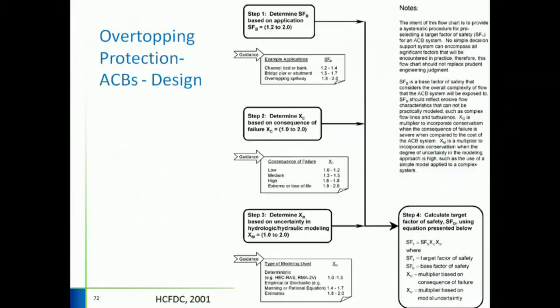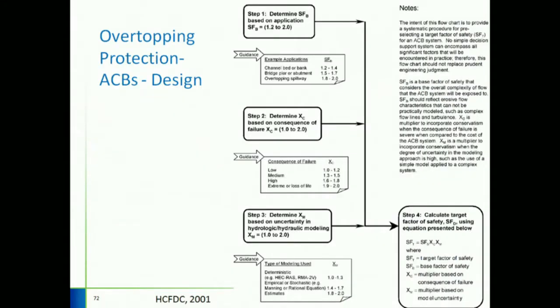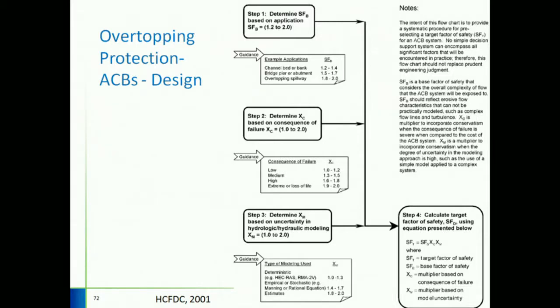But those 2-3 slides were the safety factor involved with the design. But you also need to know what is the required safety factor. So to calculate the required safety factor, you start with a base safety factor, and for overtopping spillway, it's 1.8 to 2, and then you determine a factor based on consequence of failure, low, medium, high, extreme loss of life, and you choose an appropriate factor here.